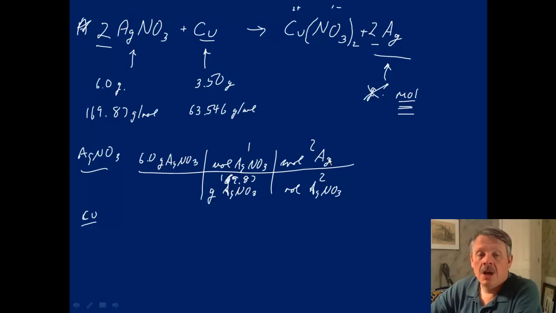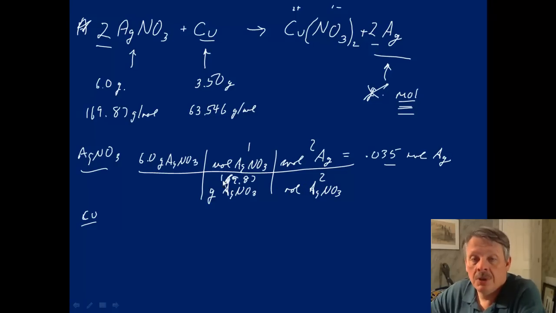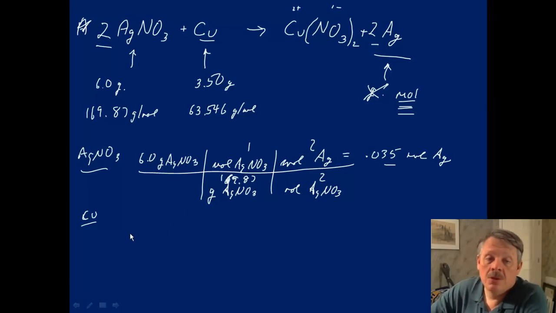Give that a shot. Do the math. And what we come up with is 0.035 moles of silver. Now you'll notice there are only 2 digits in my answer because there were only 2 digits in my problem. 2 sig figs. Now you try and do the one for copper, see if you can do it on your own, then come back.